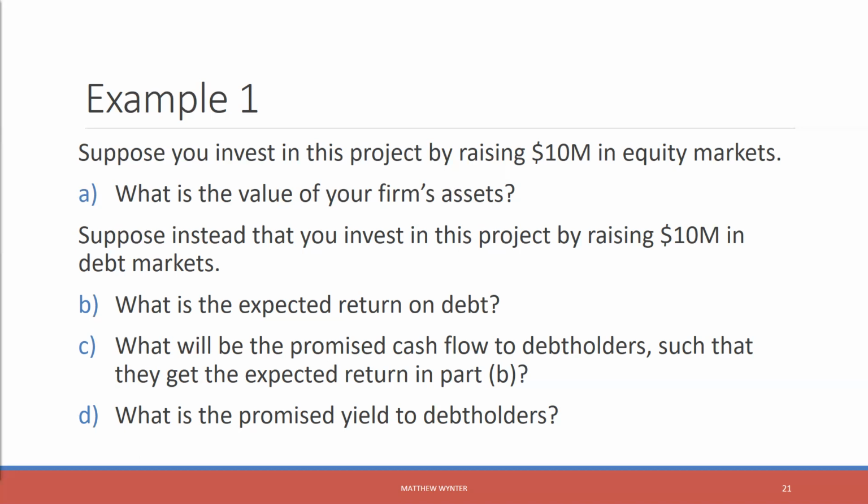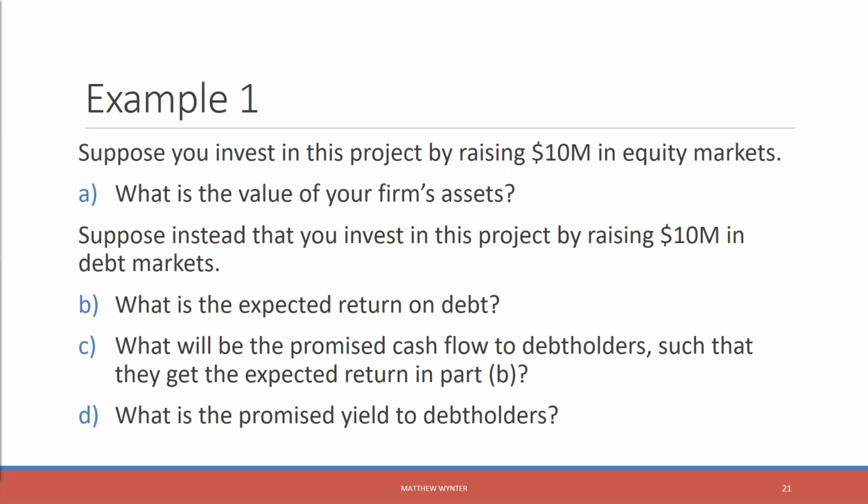Very straightforward. Part C. What will be the promised cash flow to debt holders such that they get the expected return in part B? So how are we going to set this up? We're going to set this up in 2 ways. First, on our left-hand side, we've got the expected return for debt. We actually know what this number is. So that's going to be 0.05. Now, on our right-hand side, we're going to have to put an equation.